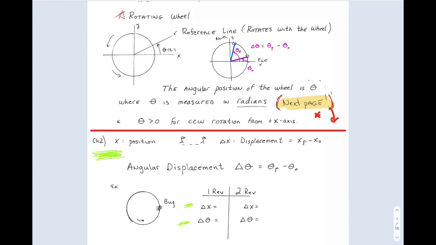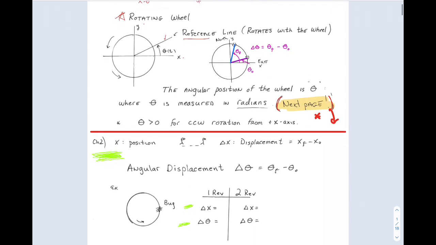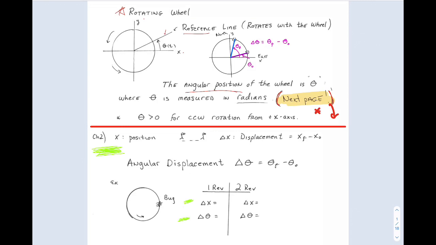All right, so what we do is we draw something called a reference line. So this is my reference line, and it moves with the wheel. So this could be a bicycle wheel. Imagine a bicycle wheel, and regular XY axis. So instead of talking about the position x of the person down the road, I want to talk about the angular position theta of the wheel.